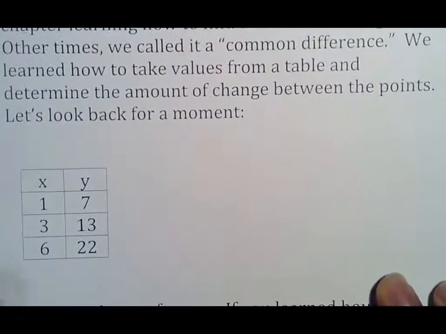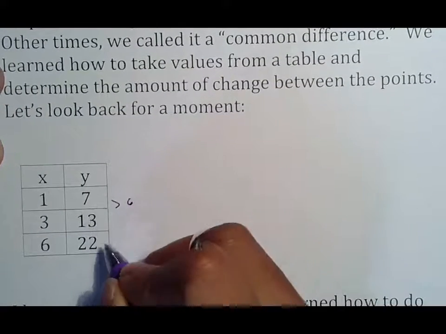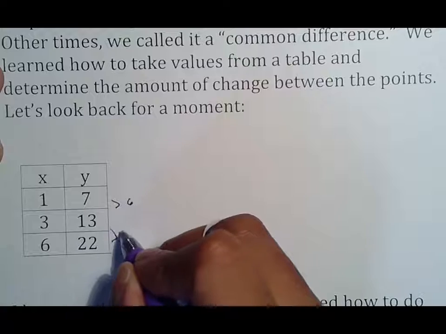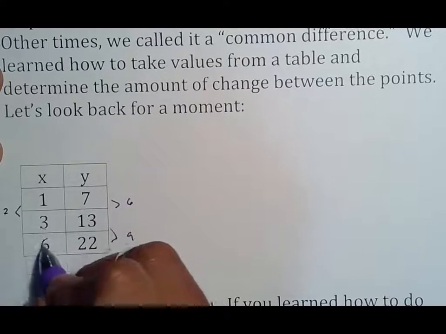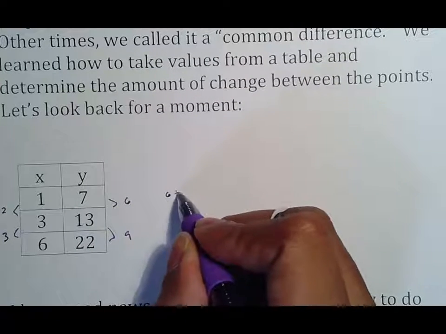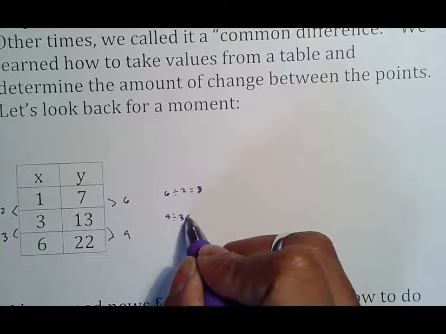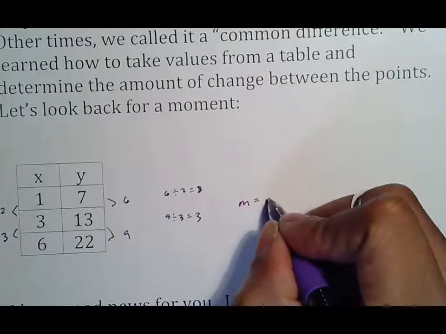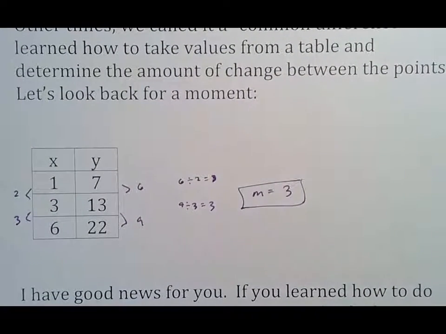For example, if we look at this one here, we learn to do second minus first. 13 minus 7 is 6. 22 minus 13 is 9. Then you would say 3 minus 1 is 2, 6 minus 3 is 3, and we then did 6 divided by 2, which is a 3, and we did 9 divided by 3, which is a 3, and we found out that m was 3. That was what we did in Chapter 4.